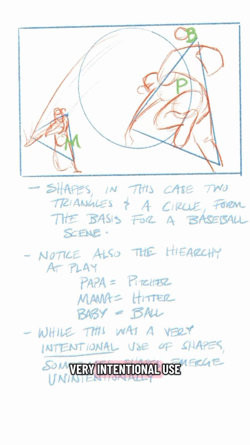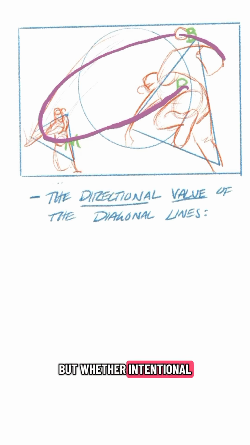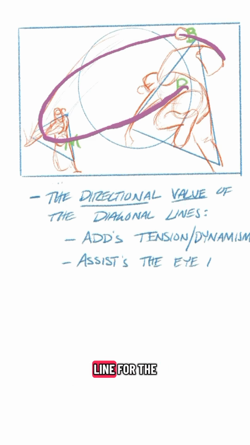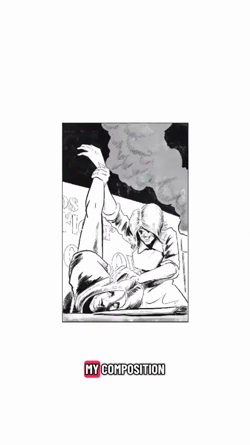While this was a very intentional use of shapes, shapes can also emerge unintentionally. But whether intentional or not, the directional value of my diagonal lines gives a through line for the eye to follow into, around, and then back out of my composition.